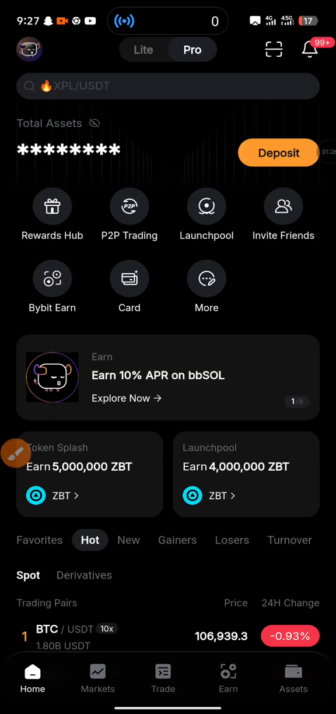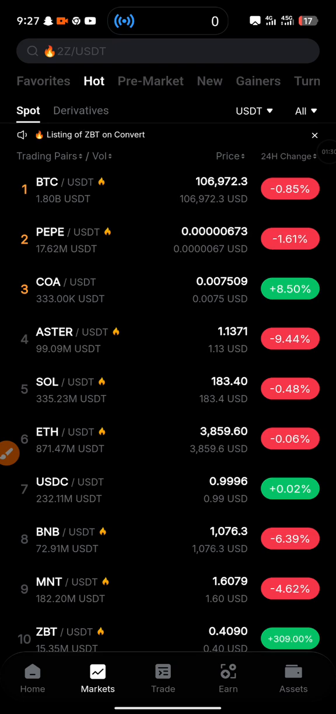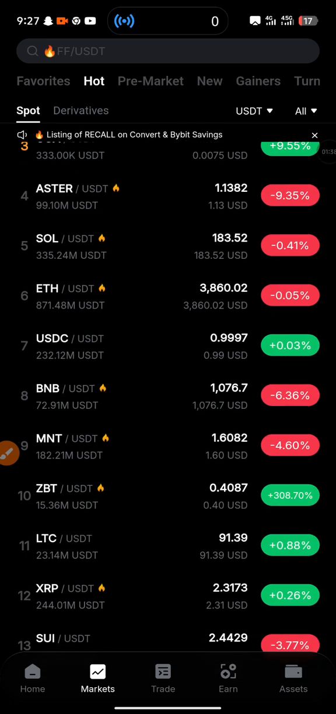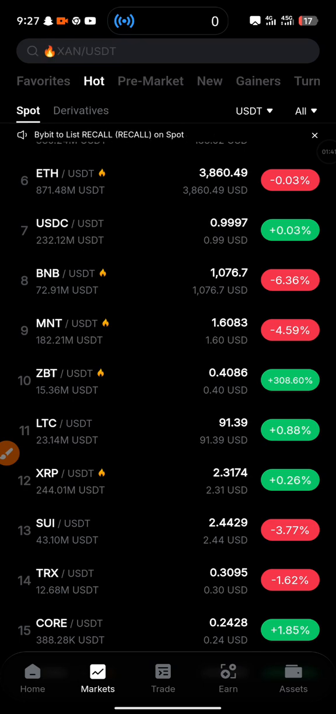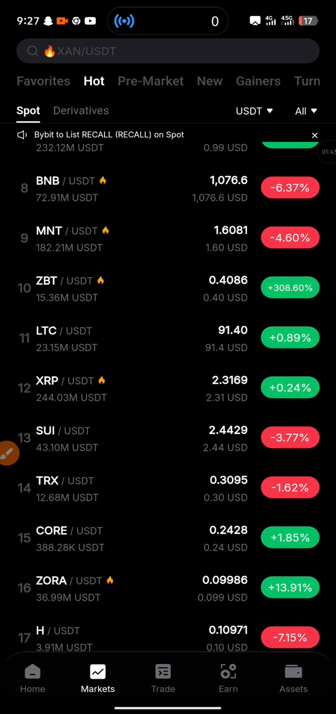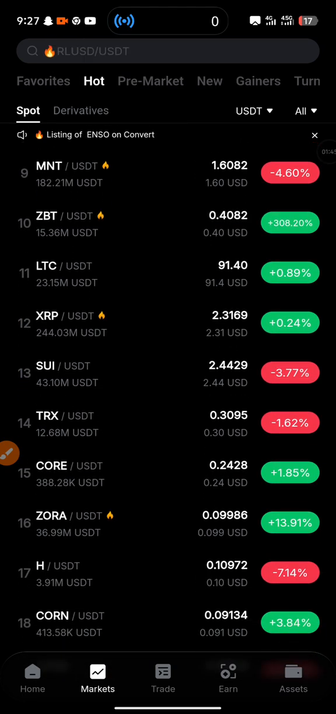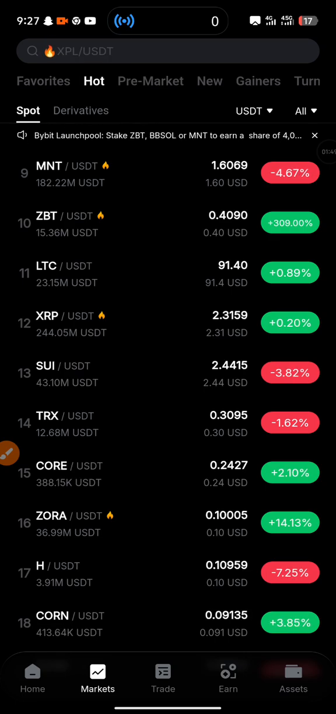The next thing you need to do is quickly navigate to the market. Study those coins carefully. Look at the ones that have a fire sign, because that is what I always advise you to buy. Then make your choice from them, and you can dive into them carefully and make a rational decision for yourself.